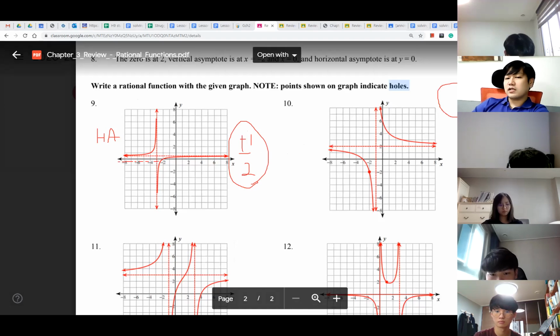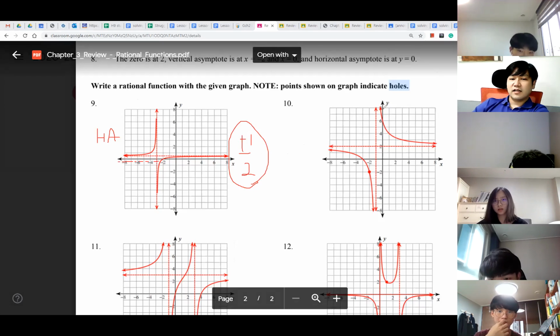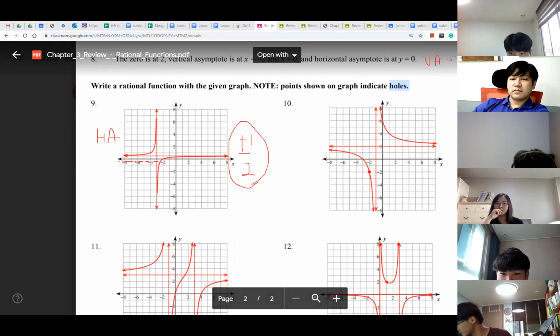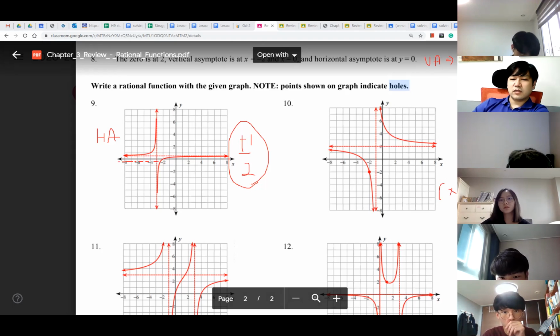So I think Jessica got the right answer for this one. Let me ask Jessica, what is the first hint we got? Vertical asymptote. Okay, where? X equals -1. So what does that give us? The denominator is x plus 1. Good job. X plus 1 has to be there in the denominator.